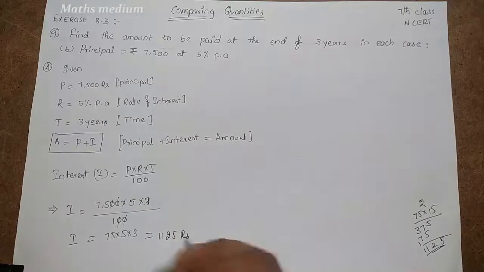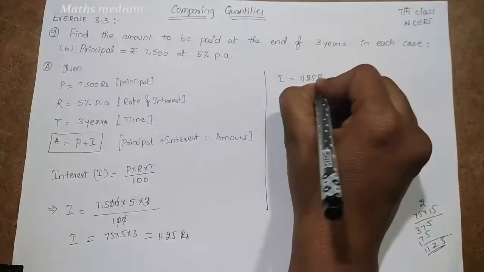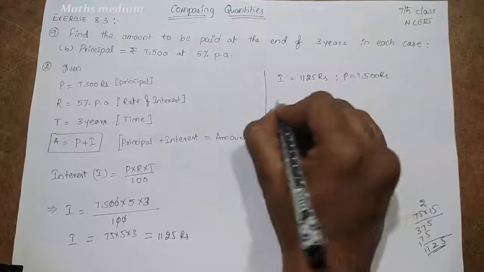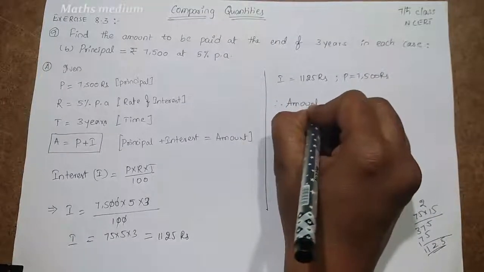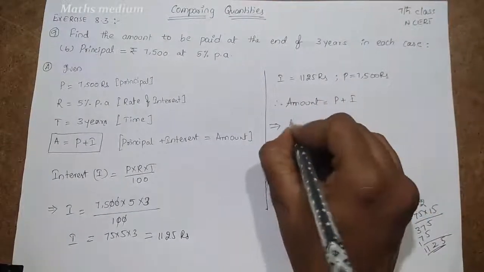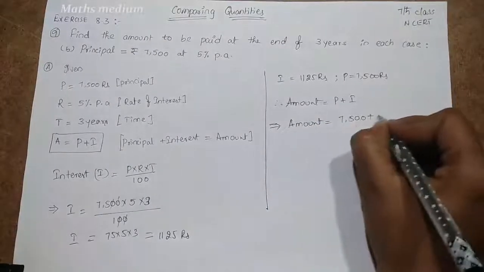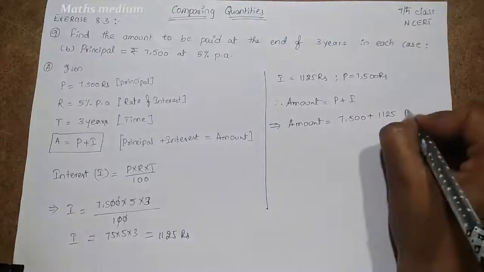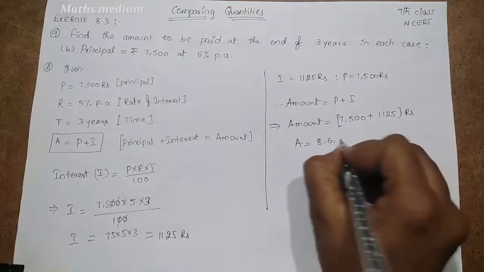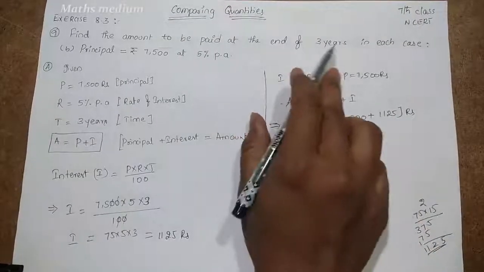That is interest. So here we know I is equal to 1125 rupees and P is given as 7500 rupees. Finally, amount is equal to P plus I. Therefore, amount is equal to 7500 rupees plus 1125 rupees. A is equal to 8625 rupees. So this is the amount we have to pay at the end of 3 years.